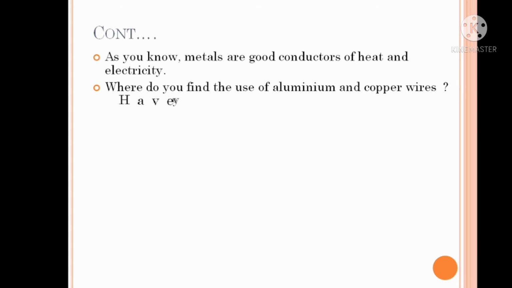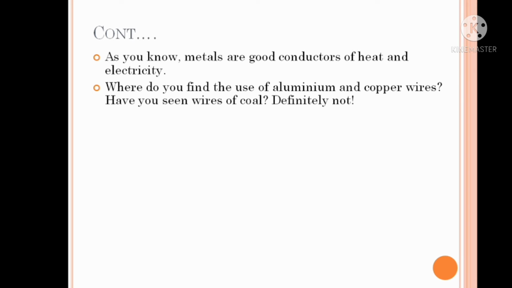So where do you find the use of aluminum and copper wires? Have you seen wires of coal? Of course not. Clear? So we can see different kinds of wires, like aluminum wires and copper wires. These are the different wires which we are using in our home, or the overhead wires outside in the areas. Outside, wires are basically made with aluminum.